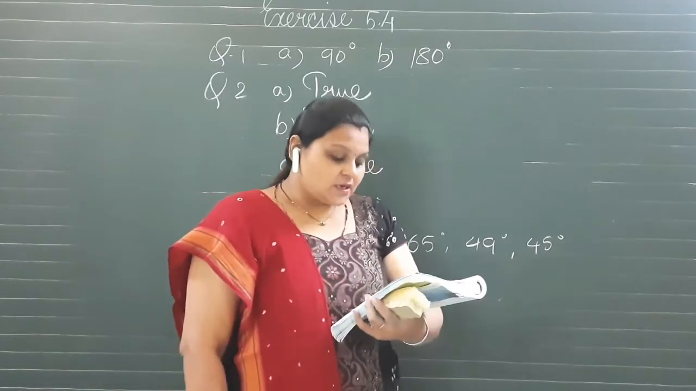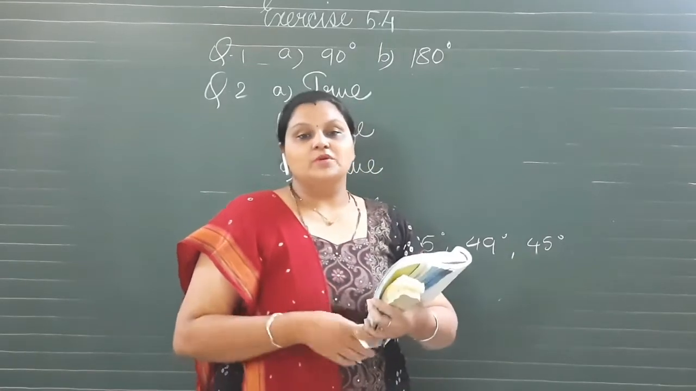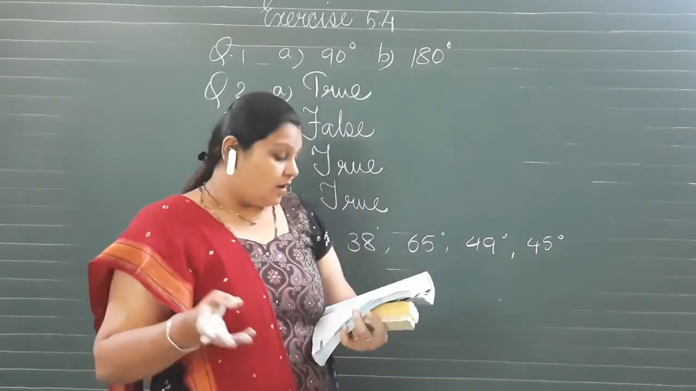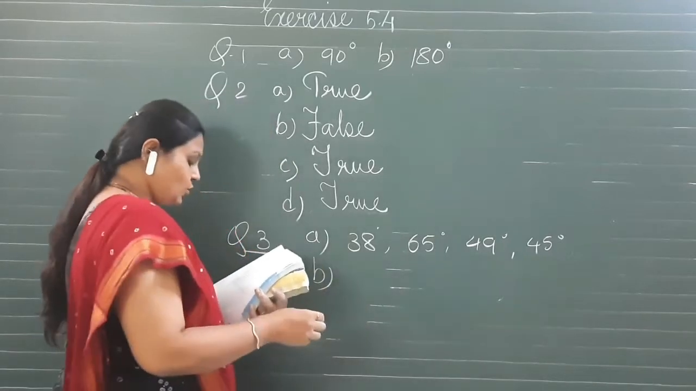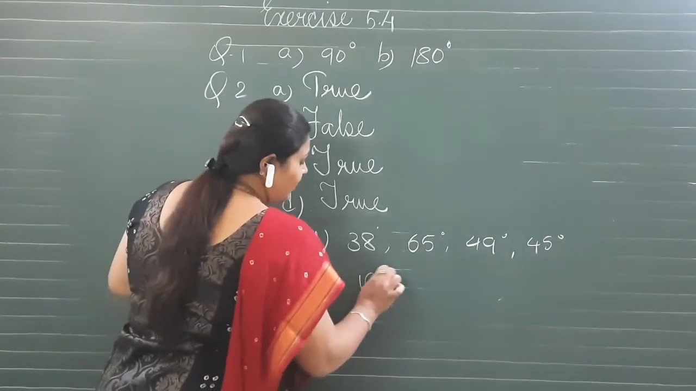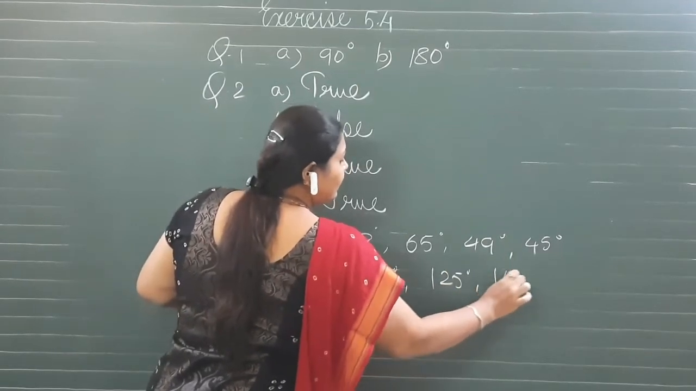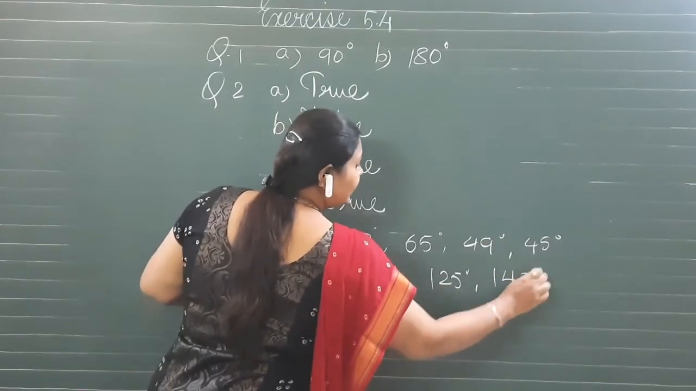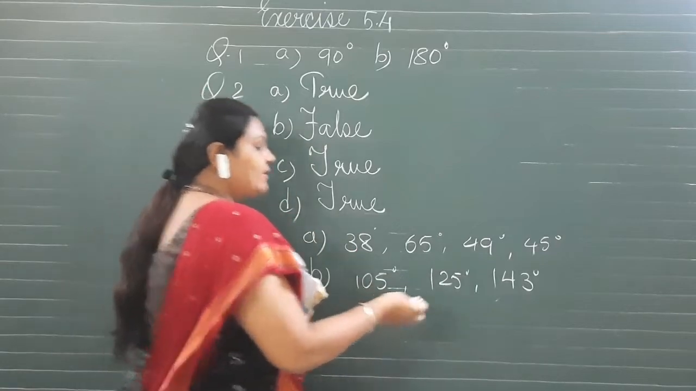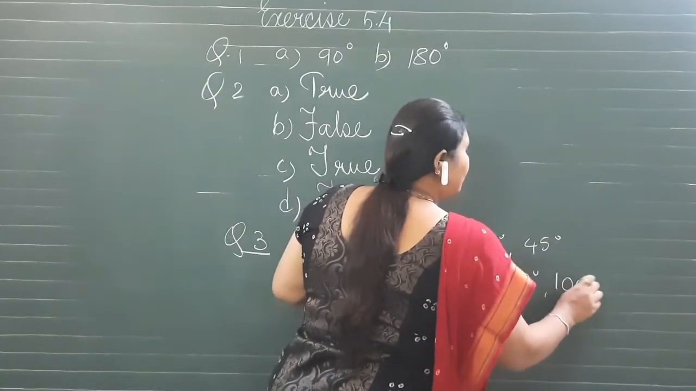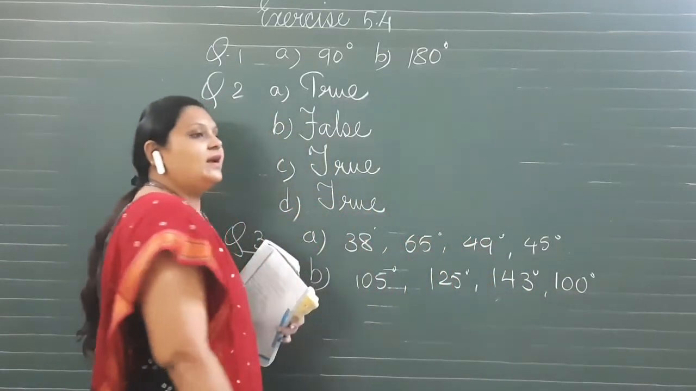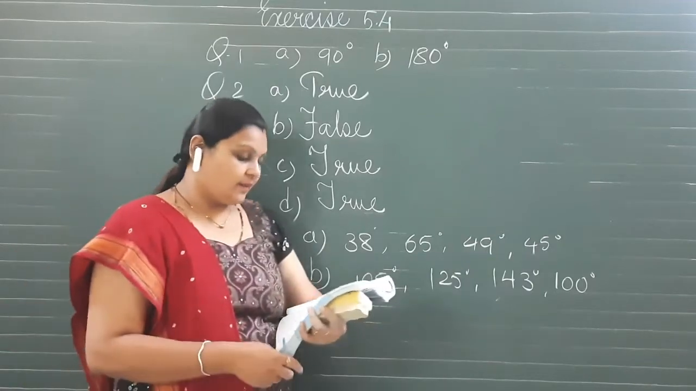Next is some obtuse angles. Now obtuse means greater than 90 degree. So greater than 90 degree, 105, 125, 143 degree and so on. You can write any measure which is greater than 90 degree.